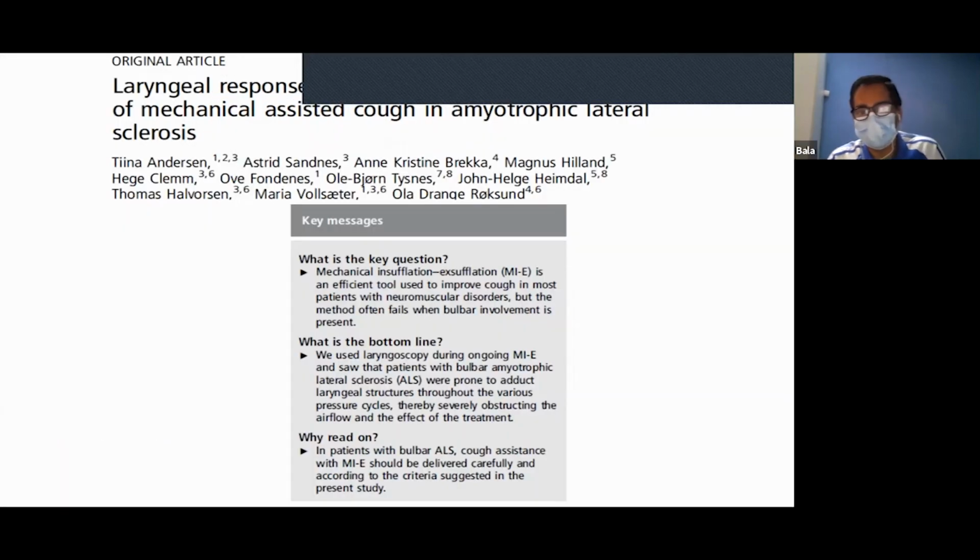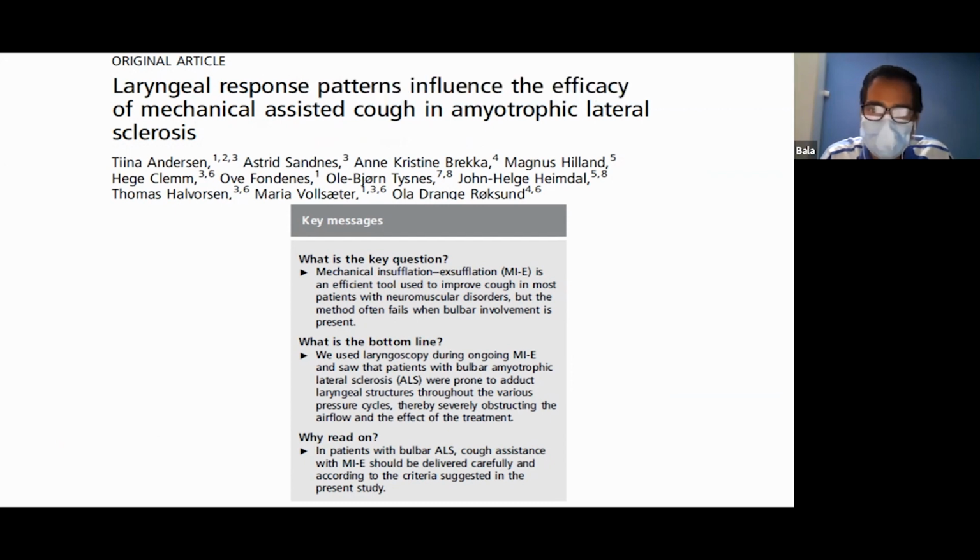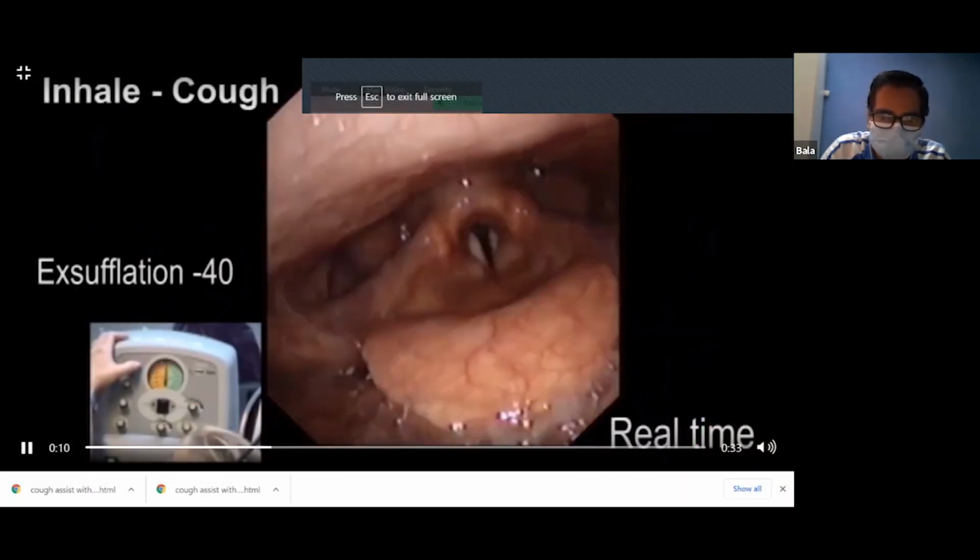And then that's where Tina Anderson came up with this study, and she tried to understand what happens with these bulbar patients when you do cough assist. She wanted to answer whether cough assist is useful or whether there is a problem using cough assist with these bulbar patients. I'm just going to show this video now. You just watch the vocal cord here.